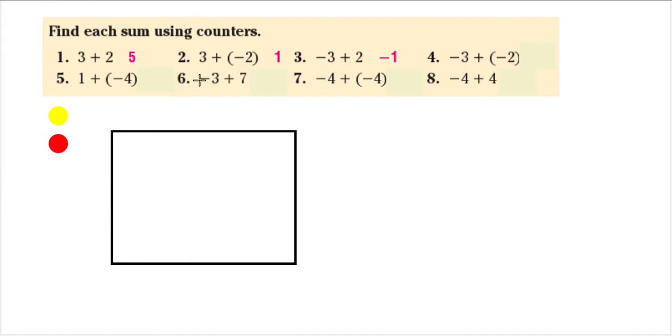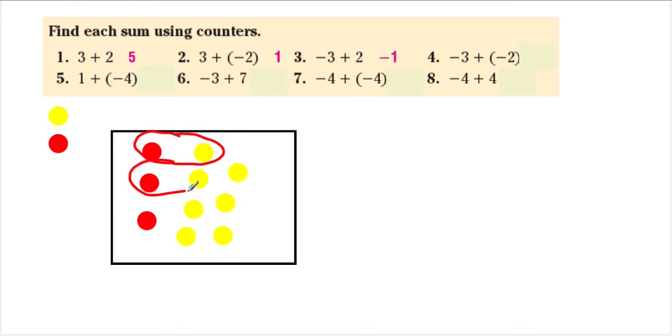There you go. Negative 3 plus 7, which means 3 negative counters, 3 red counters, and 7 yellow counters. Okay, and we circle our 0 pairs. It's a 0 pair, another 0 pair, another 0 pair right there. You're left with 4 positive counters, so the result would be positive 4, or simply 4.